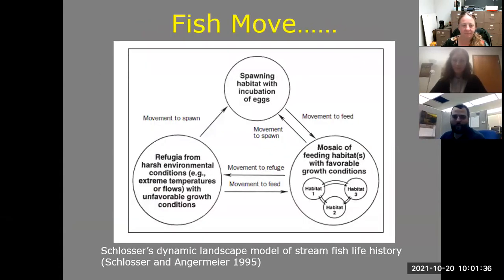So I just wanted to put this model up. Basically, fish move. There are lots of studies out there on fish movement in our streams, and they have different reasonings for needing to move. And this model shows just that they need to have that movement to be able to spawn, to be able to find food, and to be able to find refuge from environmental conditions such as temperatures and high flows that can hinder their growth.